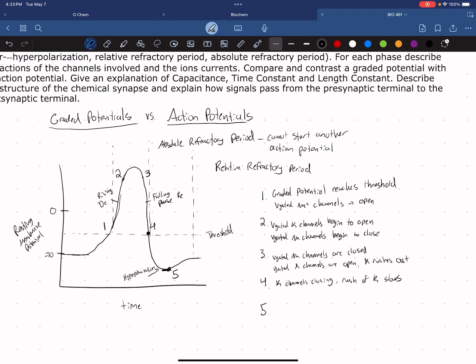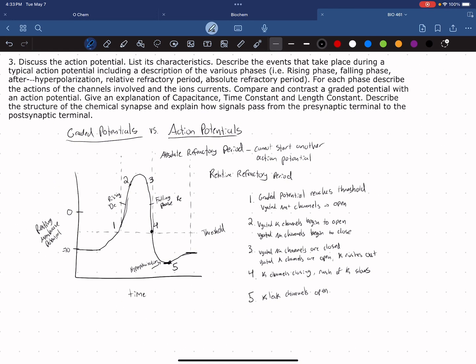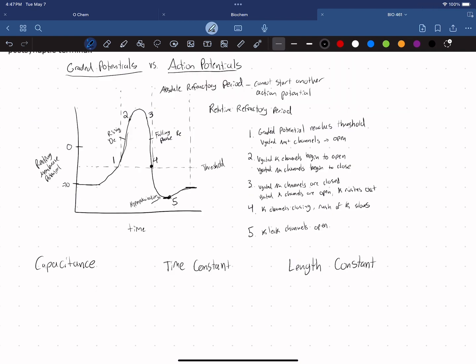And down here at number 5, at the hyperpolarization, the potassium leak channels opened. And that will cause this hyperpolarization, and then it will go back to this resting membrane potential here. And so those are the different phases of the action potential and the channels and ions involved with each section.